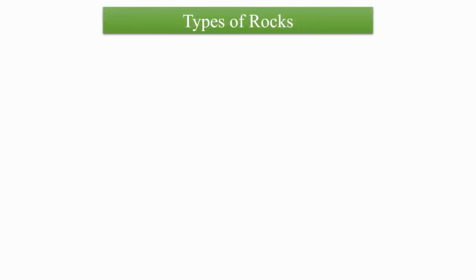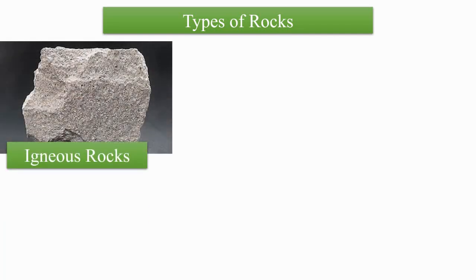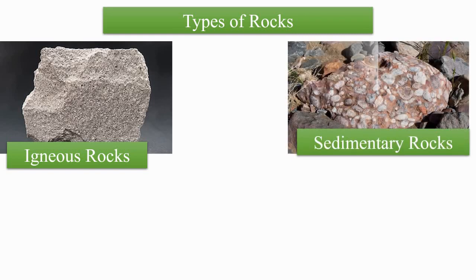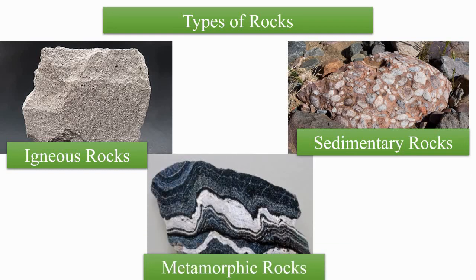Three basic types of rocks: igneous, sedimentary, and metamorphic rocks. Now, the most common type of rock in the Earth's crust is igneous rocks, which are formed due to volcanic activity from molten material. Sedimentary rocks are formed from eroded materials of other rocks, and metamorphic rocks are basically sedimentary or igneous rocks that have been transformed or changed due to pressure or heat.